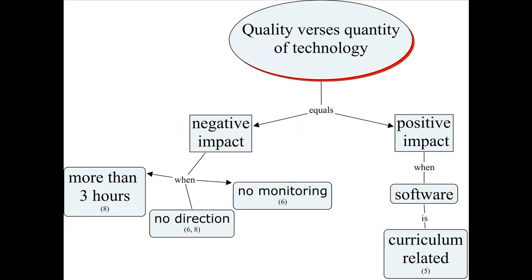The second theme is the quality versus the quantity of technology use. The quality of technology versus the time spent on computers had an effect on achievement. There was a negative effect on achievement if students spent more than 3 hours on the computers, were not given direction, or were not monitored. However, if the technology and software used in education is related to the learning outcomes, then a positive impact on student learning and achievement was found.